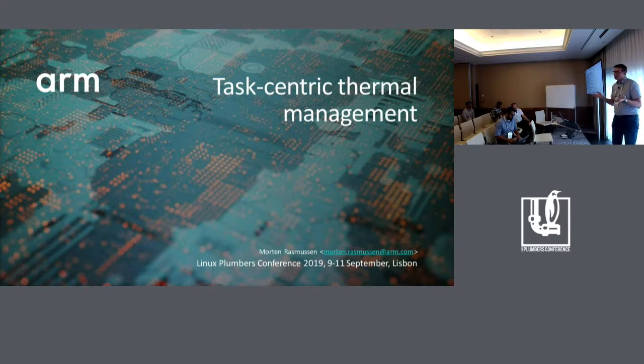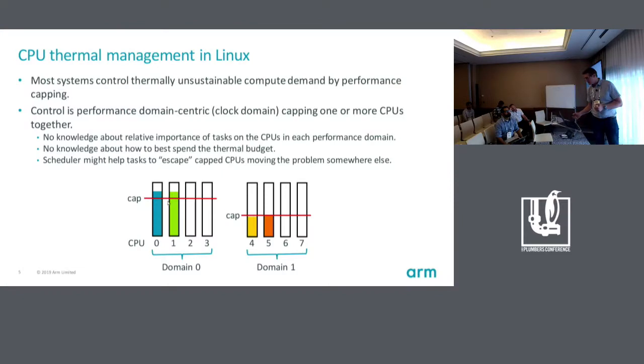You could have a use case where there is a task you might want to run really fast because it's absolutely essential for the performance, and there are some other tasks you can sacrifice, that you can't really handle today in the way power management works. So should we consider changing the way we look at thermal management and make it task-centric instead?